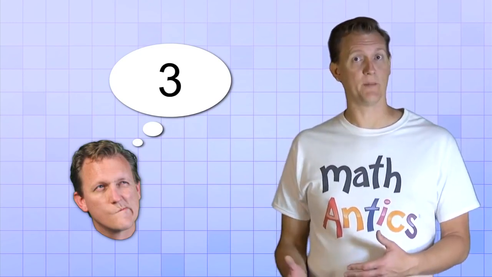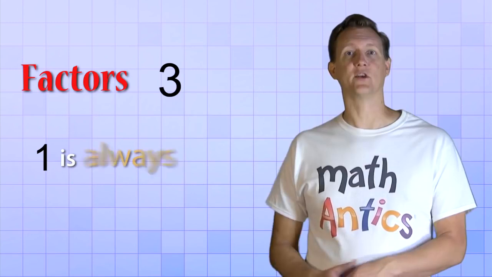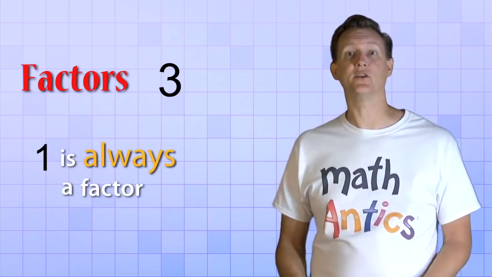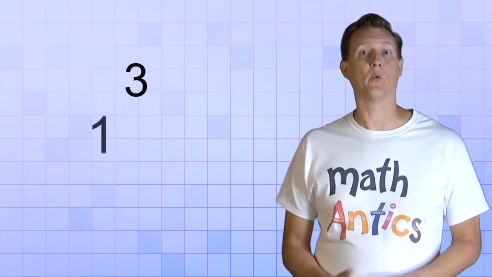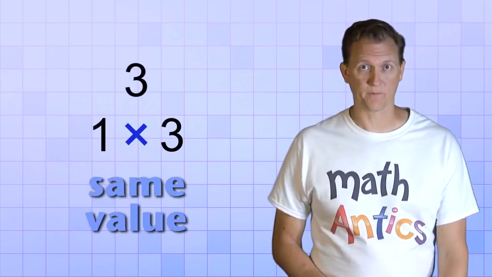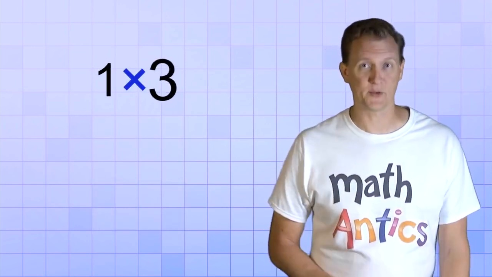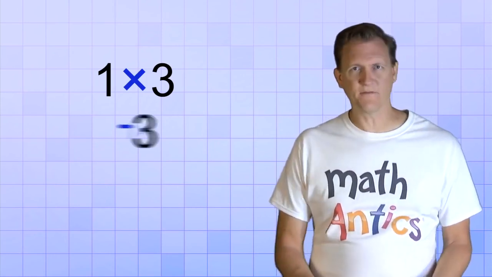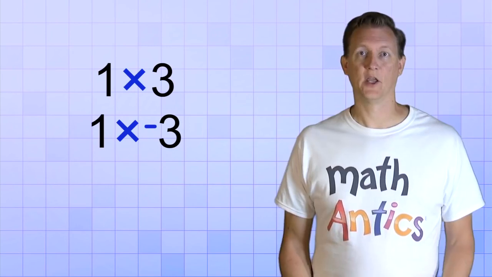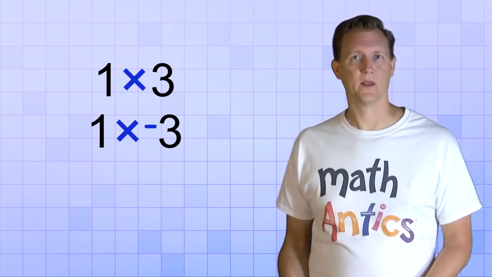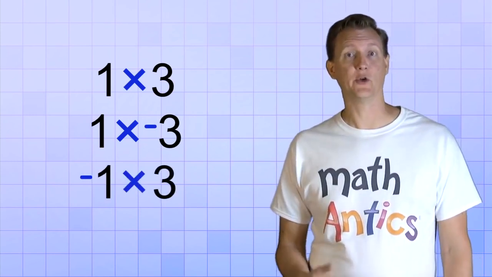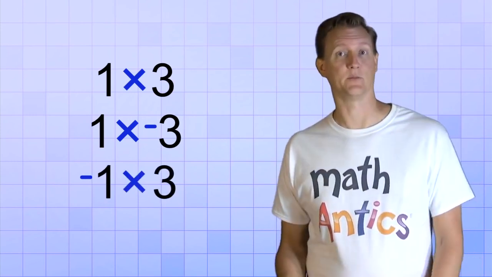Do you remember when we learned about factors? We learned that 1 is always a factor of any number, and that's because multiplying by 1 doesn't change a number. 3 and 1 times 3 are the same value. So if you have the number 3, you can factor out a 1 and you have 1 times 3. On the other hand, what if you have negative 3 instead? We could still factor out a 1 from it and nothing would change. You'd have 1 times negative 3. But because the number's negative, we could also factor out a negative 1. Doing that would give us negative 1 times 3.